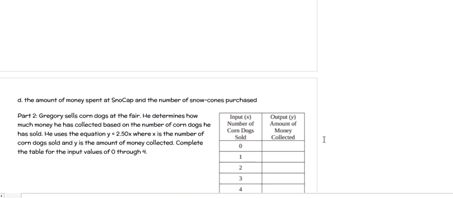And D, the amount of money spent at Snocap and the number of snow cones purchased. So the number of snow cones purchased is your independent variable, because that results in the amount of money that you spent, which is the dependent variable. So that's a way to identify independent and dependent variables.